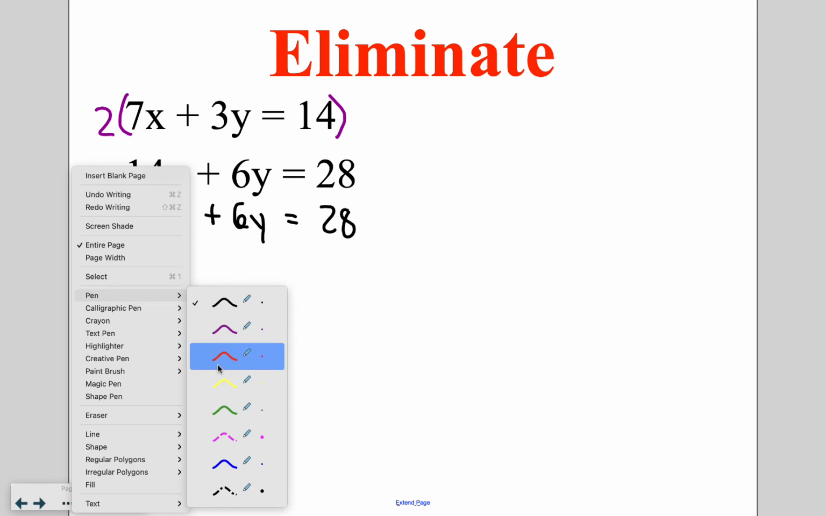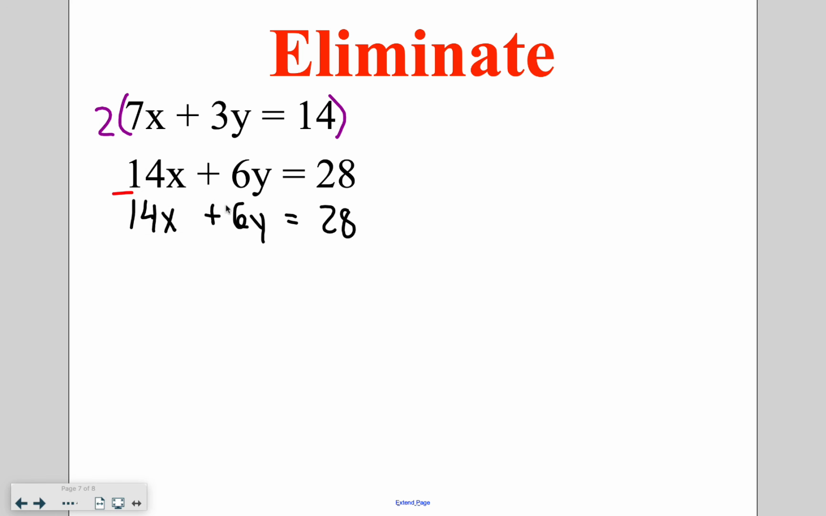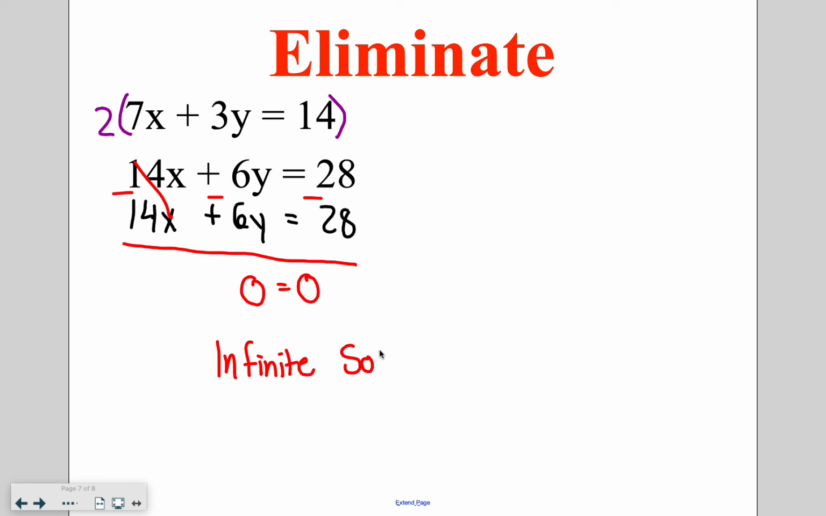Then when I go through to eliminate my x's, I'm going to subtract all of these. 14x minus 14x gives me nothing. 6y minus 6y gives me nothing. So there's nothing left on the left side. 28 minus 28 is going to give me 0. Because I ended up with a true statement, 0 does equal 0, this would be an example of a system of equations with infinite solutions.